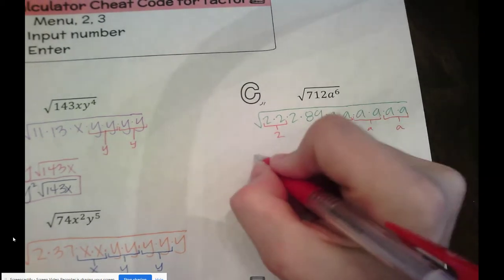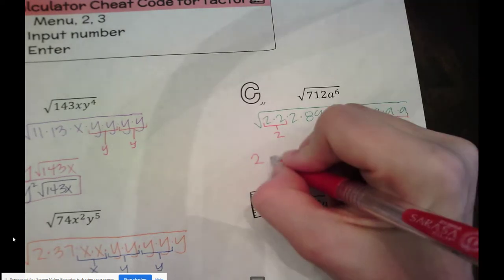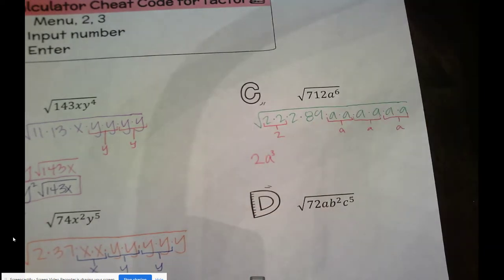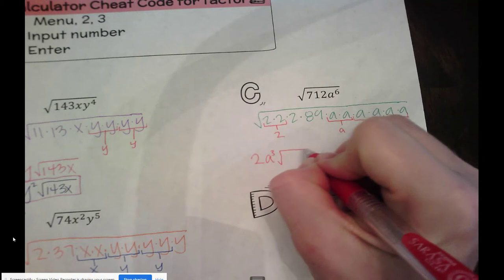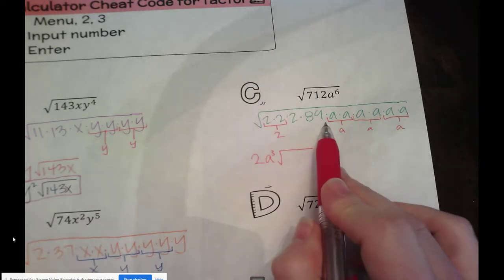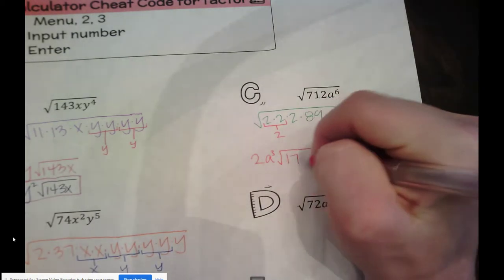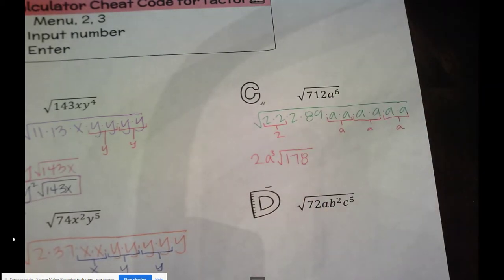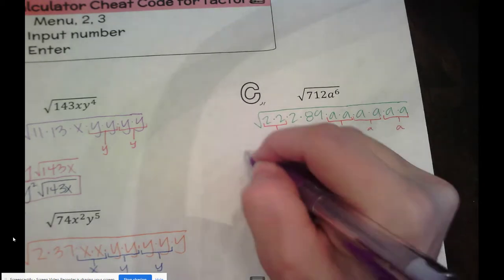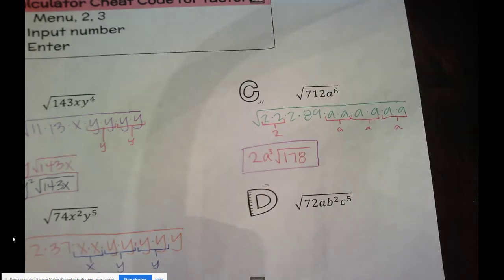So on the outside, we've got 2, and we've got 3 A's. So that means A to the third. Squared, what's underneath? Anything we didn't underline and pull out. So we got 2 times 89, which is 178. And that's it. That's our simplified version here.